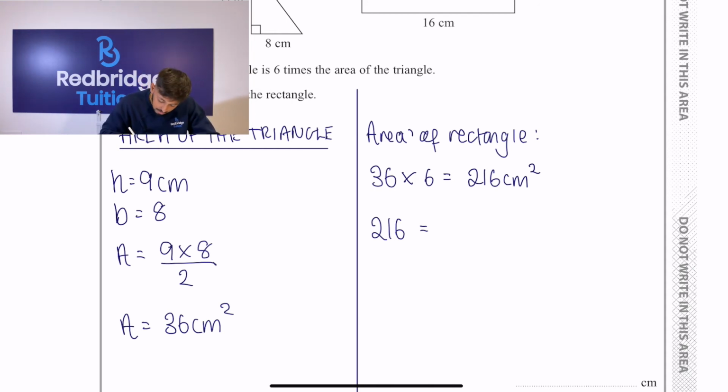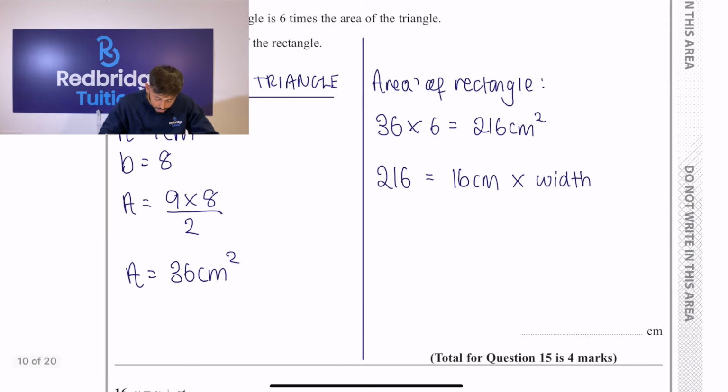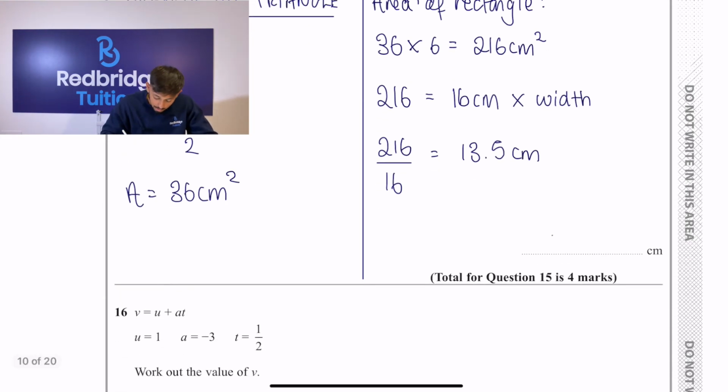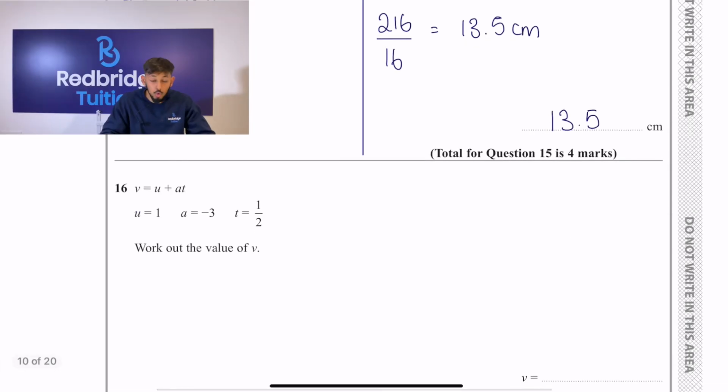So the base is 16 times by the width. Now, to rearrange this equation, all we do is 216 divided by 16 to work out the width of the rectangle, which is 13.5 centimeters. So our final answer is 13.5. Now, question number 16.